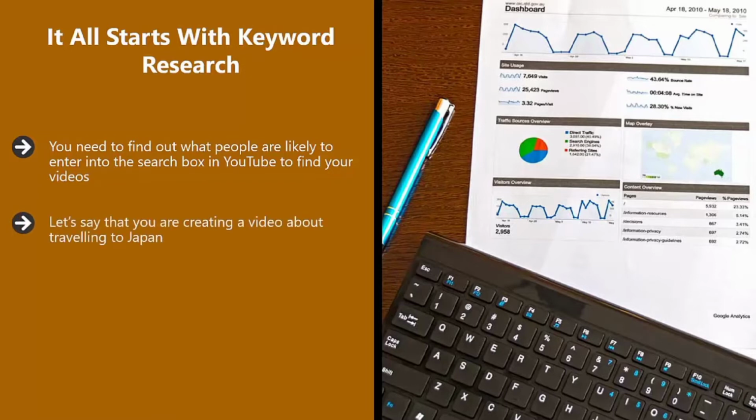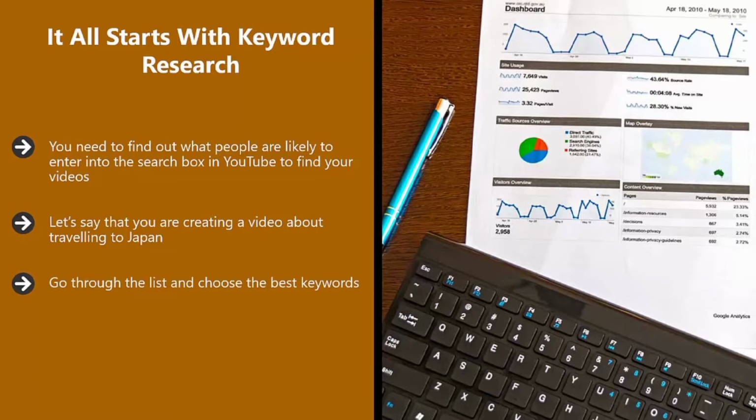Let's say that you are creating a video about traveling to Japan. When you are in the Google Keyword Planner, enter the seed keyword Japan travel and then see what other keyword suggestions Google has to offer. You can download these suggestions in a CSV file, which you can open with most spreadsheet applications, such as Microsoft Excel. Go through the list and choose the best keywords.